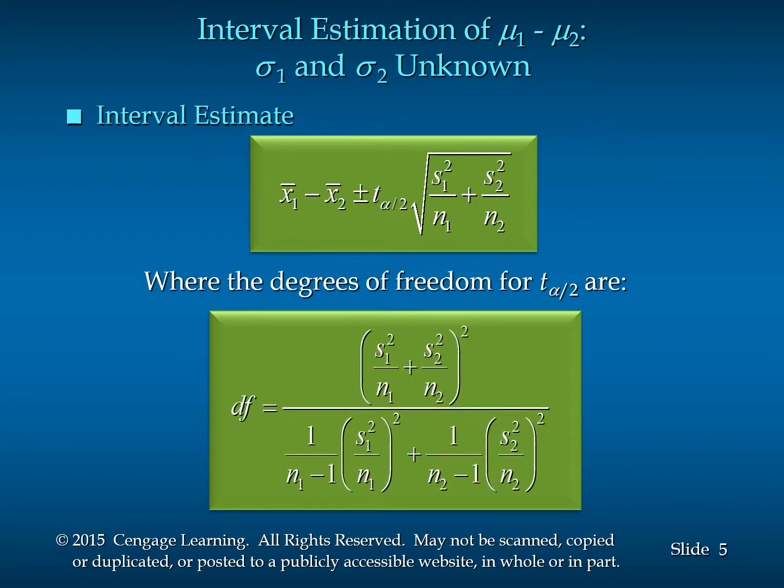Well, this second formula looks complicated. It only has 4 input variables, the 2 sample sizes and the 2 sample standard deviations. Our interval estimate, as you can see, the margin of error will be the T statistic times that standard error of the 2 population means.